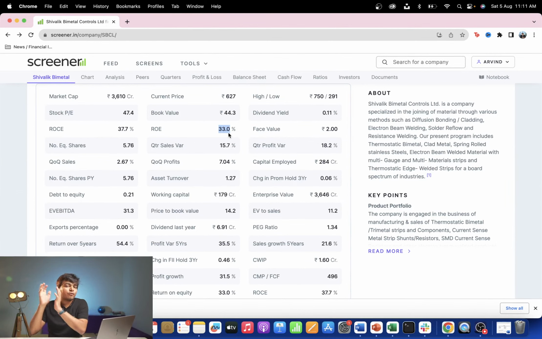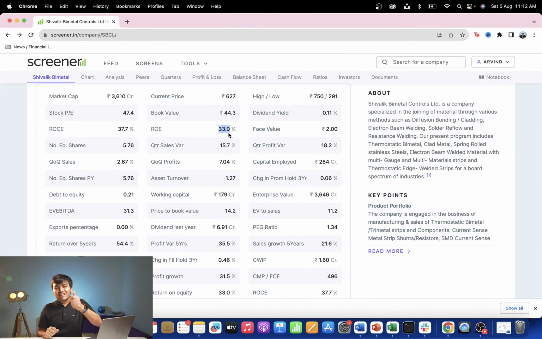So the money that you're putting in from your pocket is the equity part, and the money that you are borrowing is the debt part. When you combine these two, that is nothing but your capital employed. That is the money that you are putting in the company. So debt plus equity becomes your capital employed.